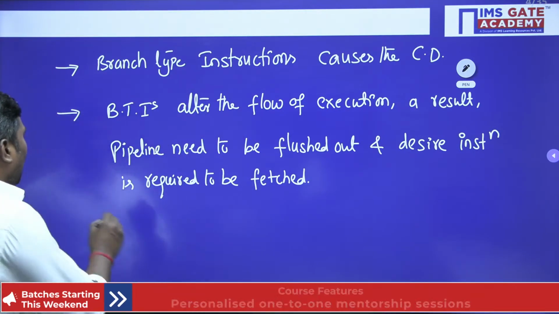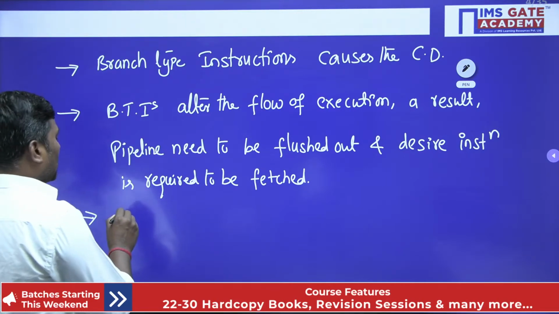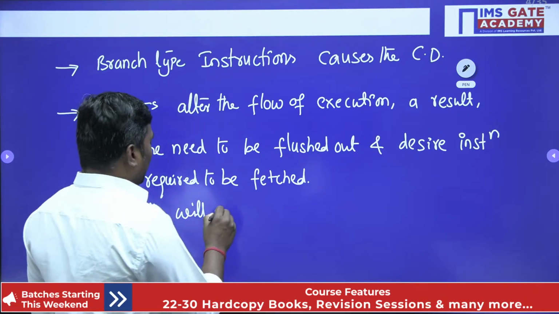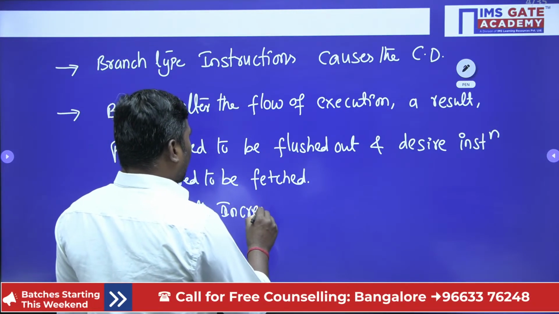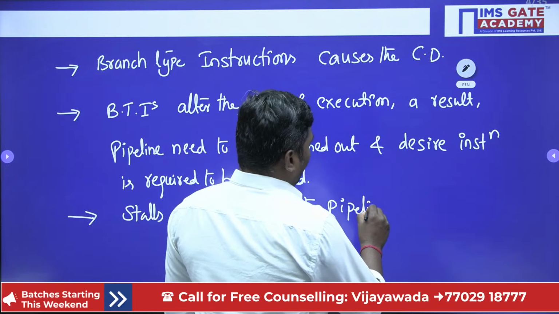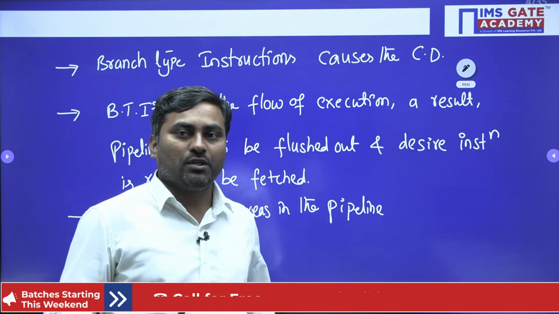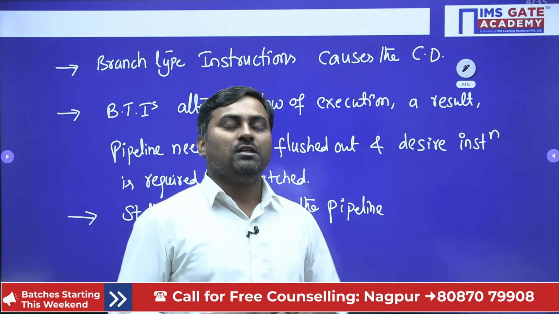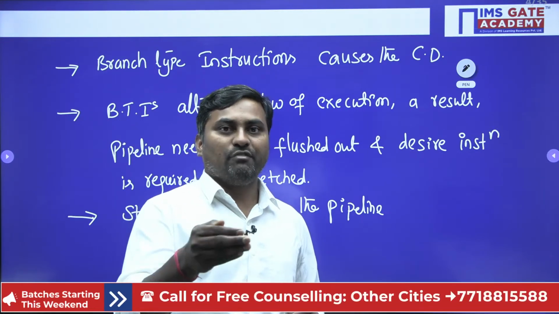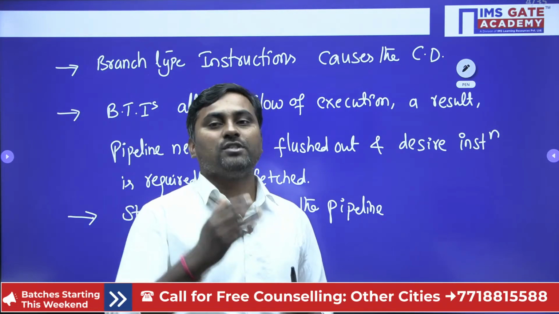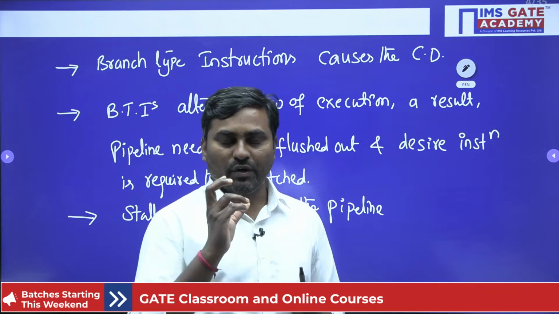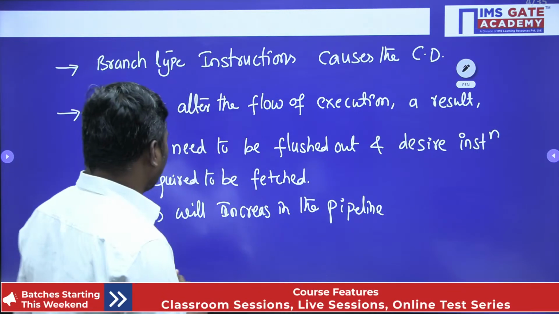Due to this flushing out, what happens here? The stalls will increase in the pipeline, right? Due to alteration of the flow of execution, the number of stall cycles will increase in the program or in the pipeline. When the stalls increase, there is definitely an effect on the speed, or on the efficiency of the pipeline. So what needs to be understood? We have to find some solution to minimize the stalls.